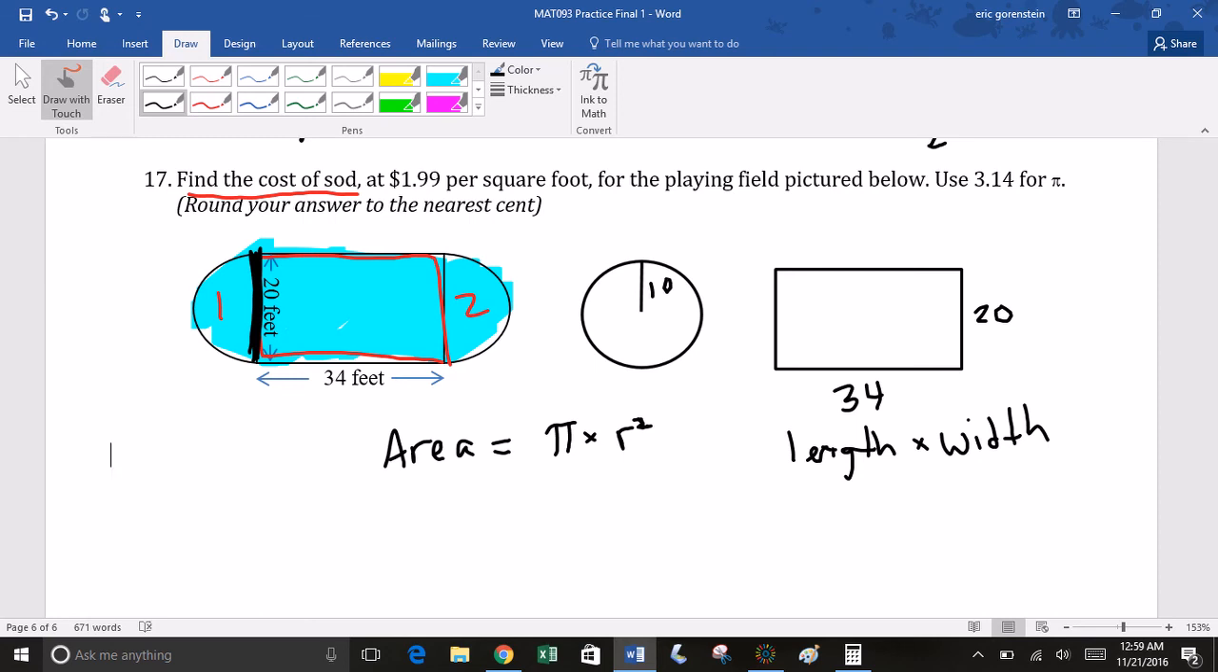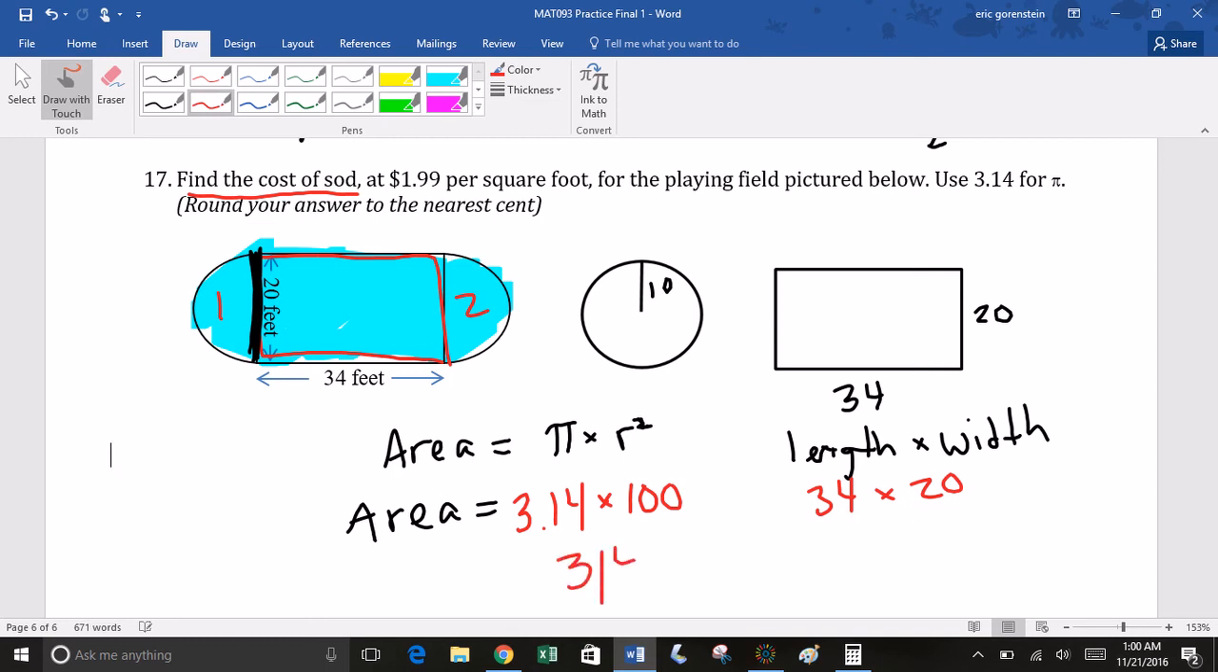Okay, so our area, for our circle, is going to be pi, which we're using 3.14, times the radius squared. So radius times radius. In this case, the radius is 10. So 10 squared, 10 times 10 is 100. And for the rectangle part, the length times width, we'll have 34 times 20. Okay, so our area, 3.14 times 100, that's going to be 314.